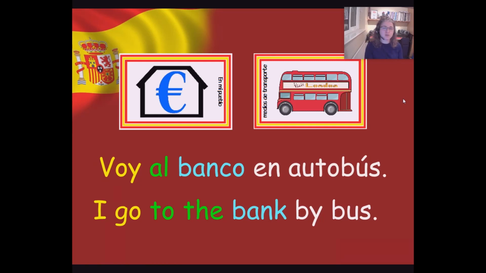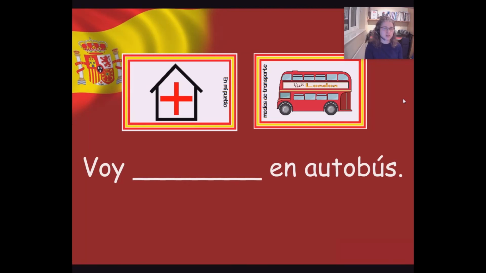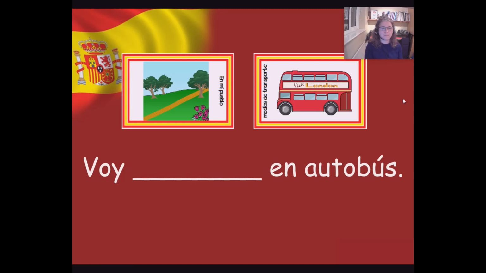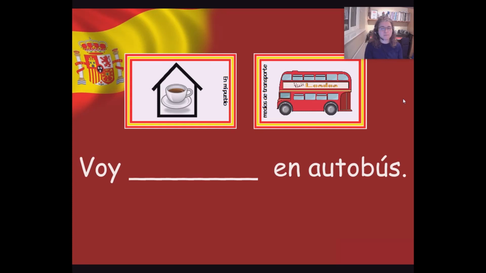Let's have a look at some more, see if you can work out what goes in the gaps. So here's another sentence. What's going to go into the gap there, do you think? It's a place that we know already. That's it. Al hospital. I go to the hospital by bus. And what about this one? What's going to go in this gap? Have you worked it out? Voy al parque en autobús. I go to the park by bus. Do you think you're getting the hang of it? How about this one then? What's going to go into that gap, do you think?